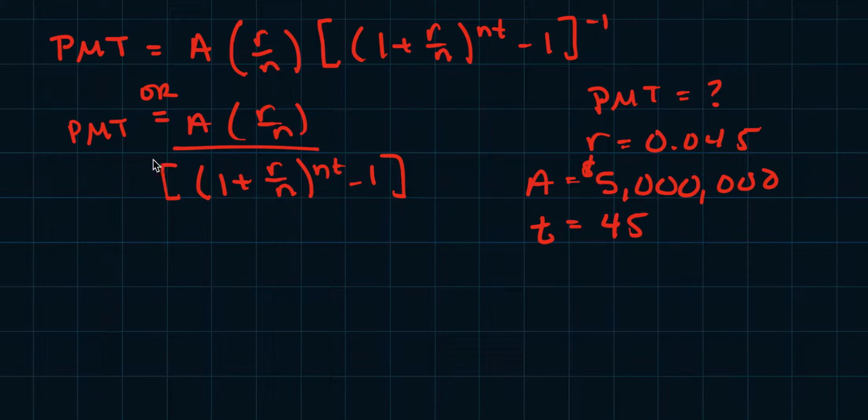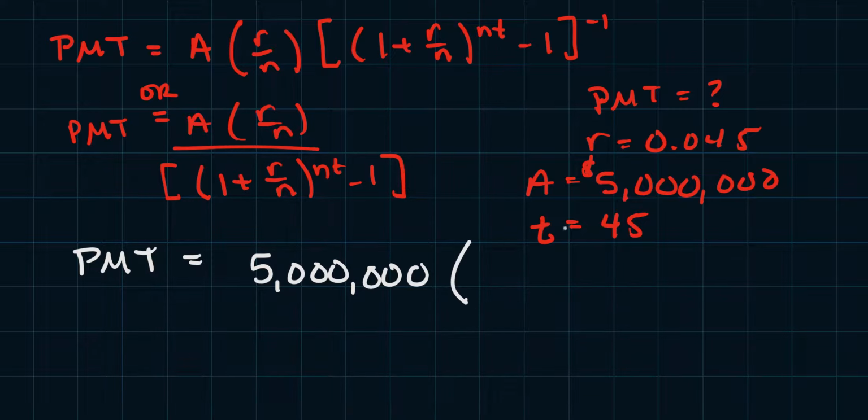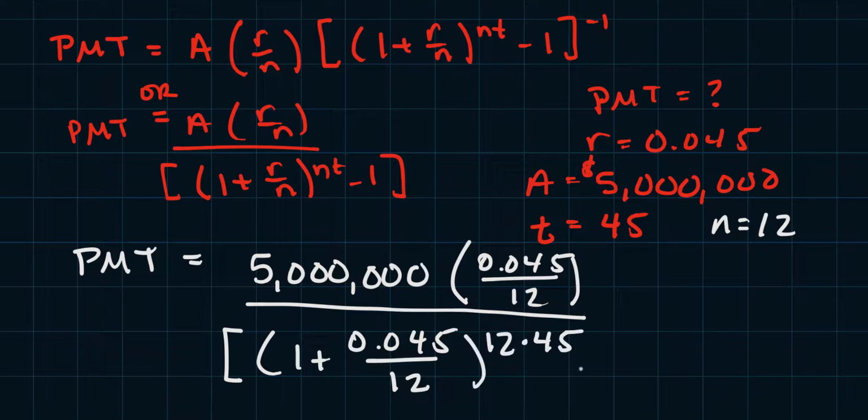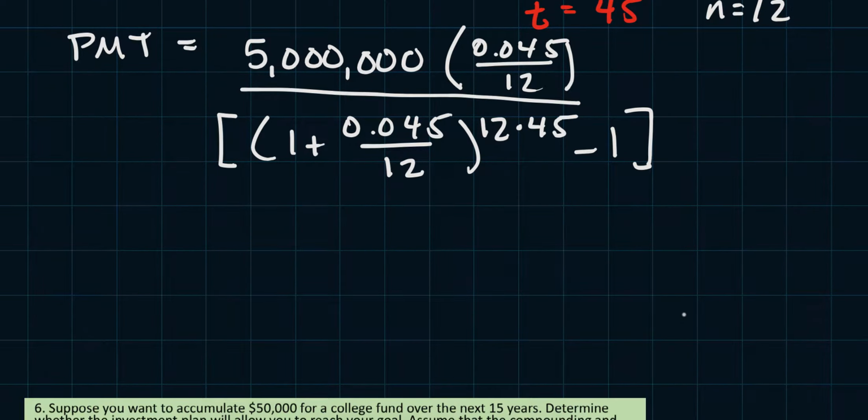Okay, let's use the formula. So payment is A, 5 million, R, which is 0.045, divided by 12. Remember, N is always 12 with the savings plan formula. Divided by 1 plus 0.045 divided by 12 raised to the 12 times 45, subtract 1. And we're going to put that in the calculator.